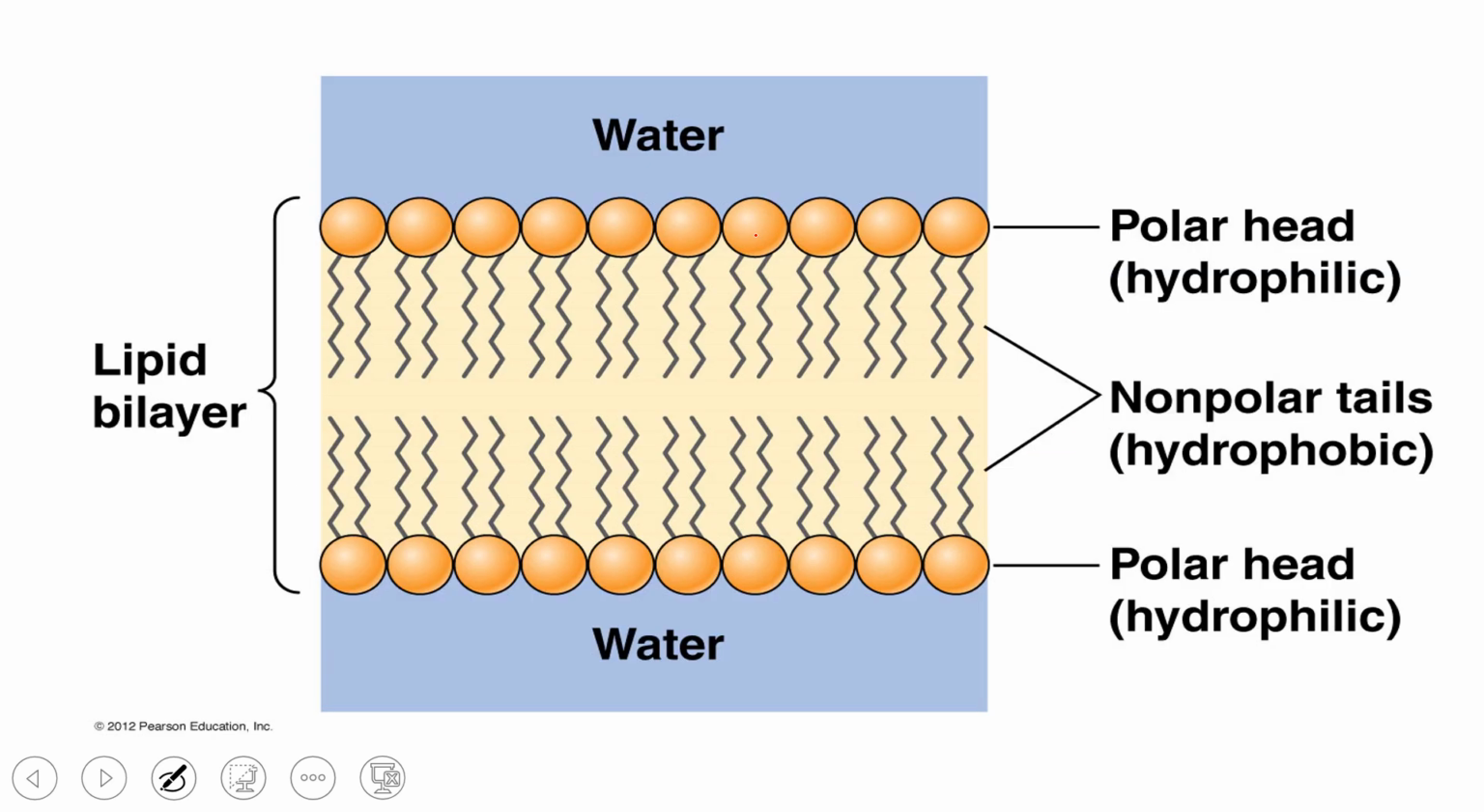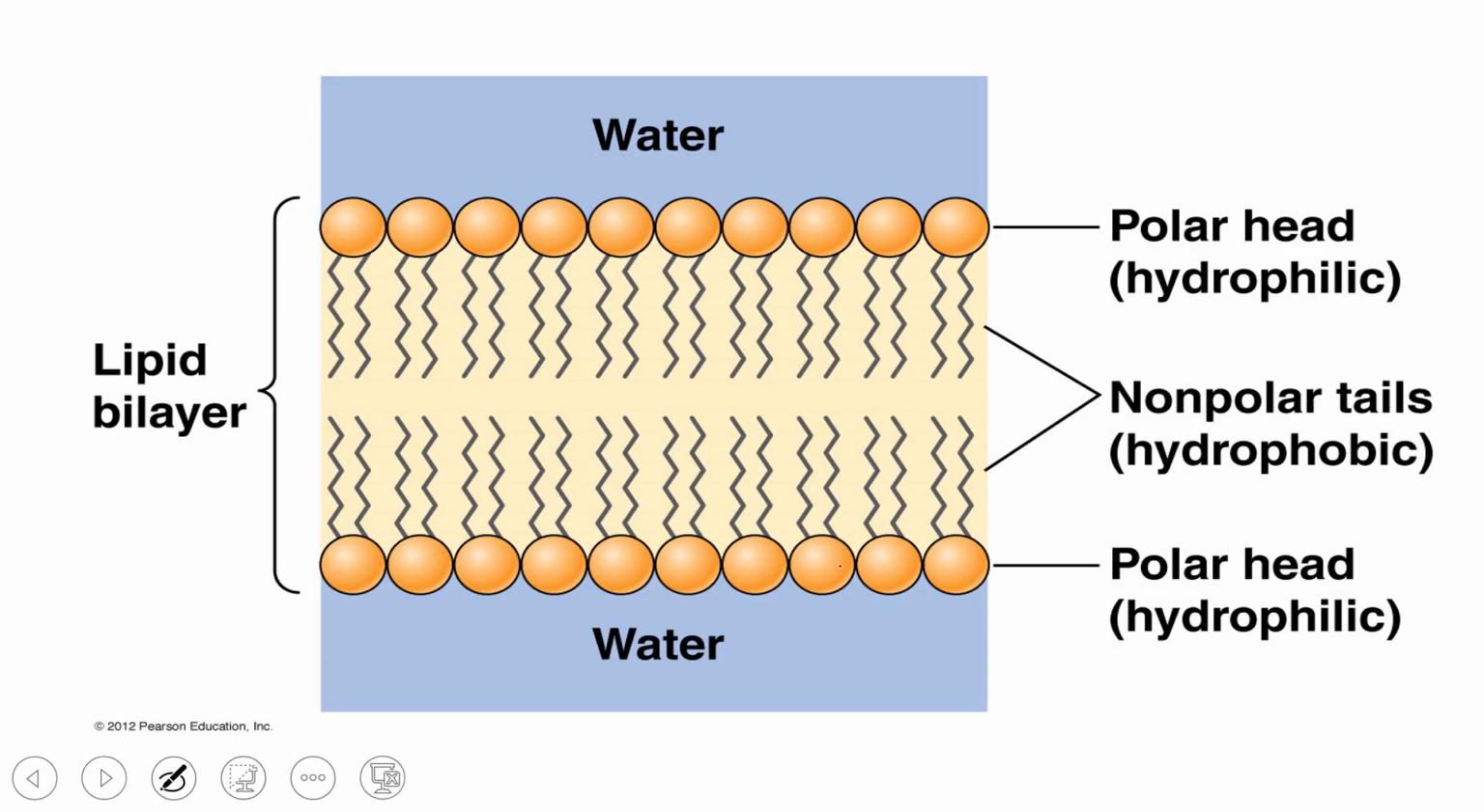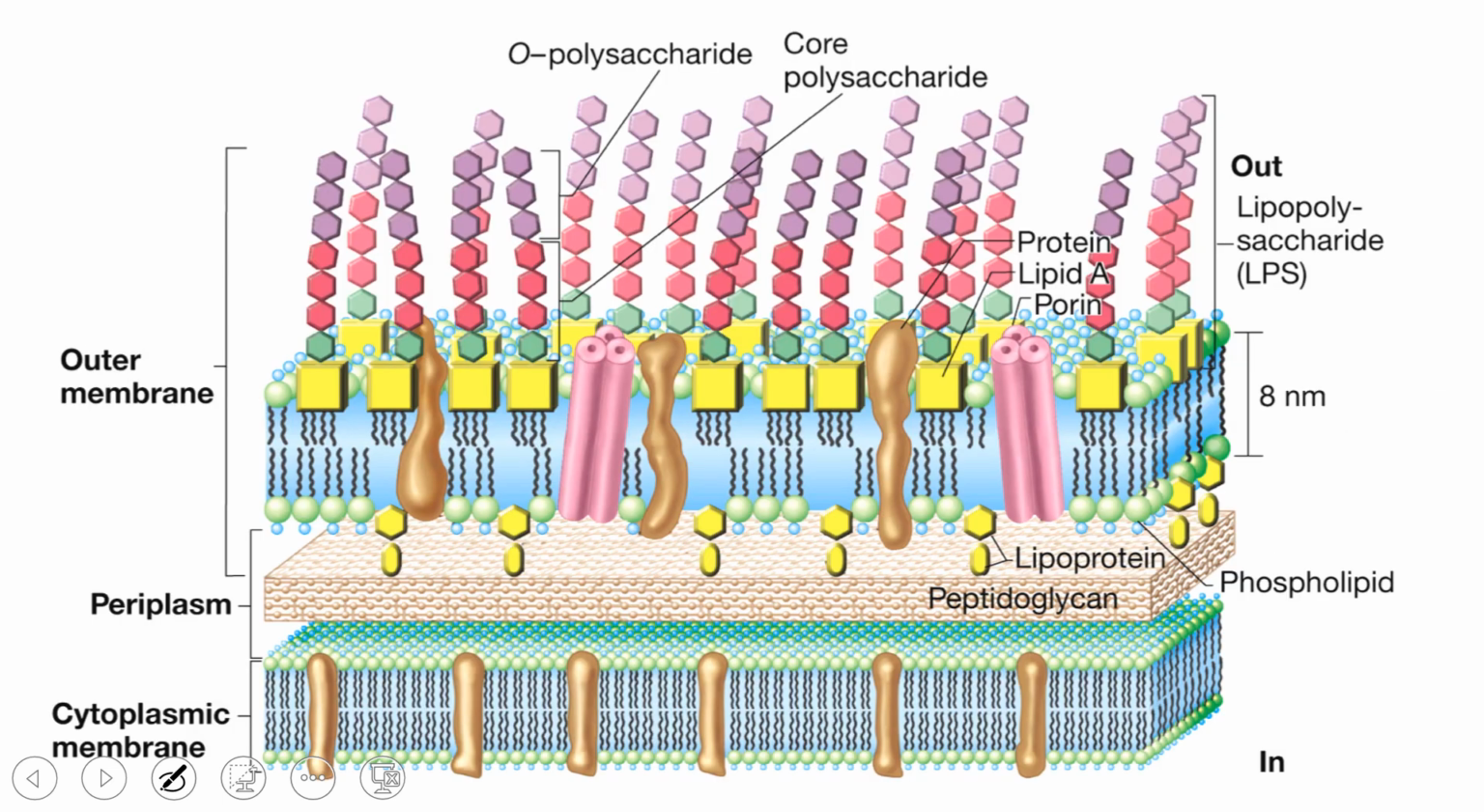The outer membrane and the inner membrane are all composed of the lipid bilayer. In the lipid bilayer, one part is the polar head, which is hydrophilic, and the inner part, which is like the tail, is hydrophobic. So this is the structure of the gram-negative bacterial cell wall. Downward there is the cytoplasmic membrane, then the peptidoglycan layer, which is very thin, then the lipid bilayer.